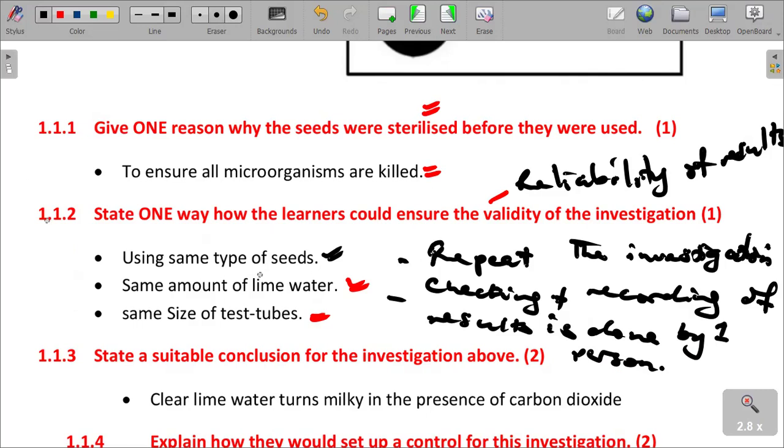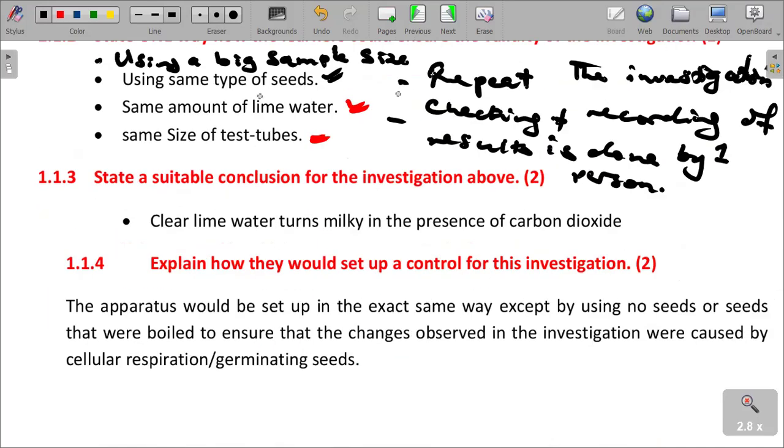And also, having a bigger sample size of seeds. The sample size, we are saying, is about ensuring that the seeds are many enough, so that we can easily see the production of the carbon dioxide that we are investigating. So that's one other thing.